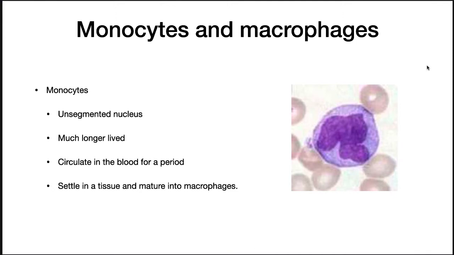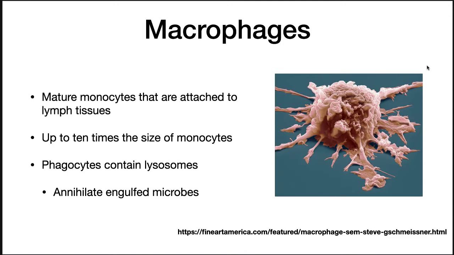Monocytes and macrophages are the other type of phagocyte that we're going to talk about. Monocytes differentiate in the bone marrow, and they have an unsegmented nucleus, which differentiates them from the neutrophils. They are much longer lived. After they are produced, they circulate in the blood for a period, then settle into a tissue and mature into a macrophage. Macrophages are mature monocytes that are attached to lymph tissues. They can be up to 10 times the size of a monocyte, and these phagocytes contain lysosomes, as all of them do. When the phagocyte attacks, it will annihilate whatever it engulfs.